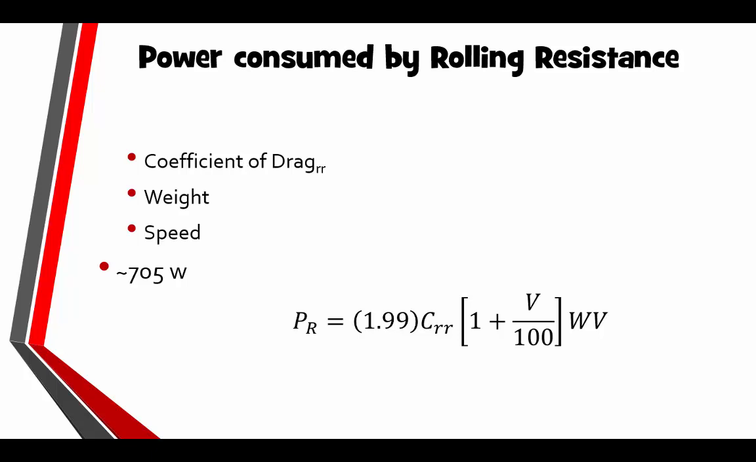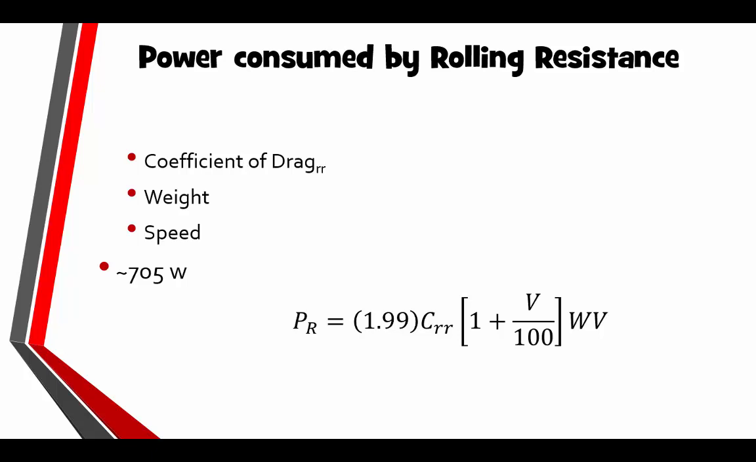If you go in and put the numbers in, I want you to check my math, but we're going to assume the tires have a rolling resistance coefficient of 0.01. Our target average velocity is 35 miles per hour, and the car's target weight is 600. But remember, we've got a driver in there, so we're going to add 150 pounds for that. So our target weight is 750 pounds. If you multiply all that out, it comes out to about 705 watts.